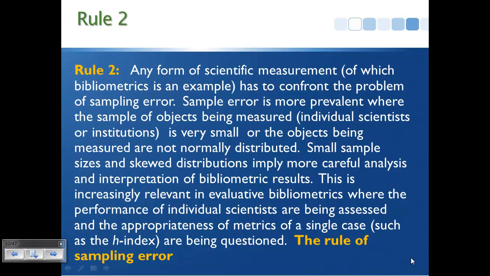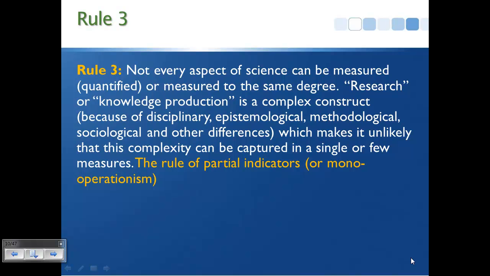So in evaluative bibliometrics, that's why we always say you never, at the level of the individual scientist, only use one indicator of anything, of research. You have to get a lot of other information and sometimes a lot of qualitative data as well. That's just simple sampling principles. So this is the second rule, the rule of sampling error, which applies to bibliometrics as well.